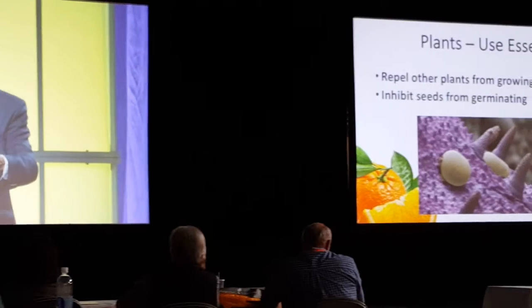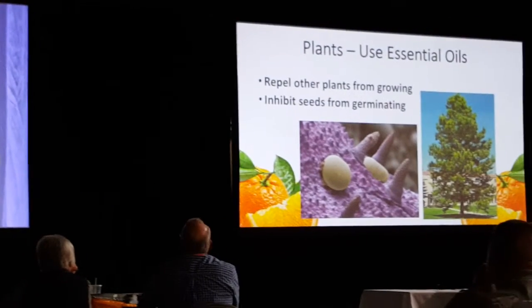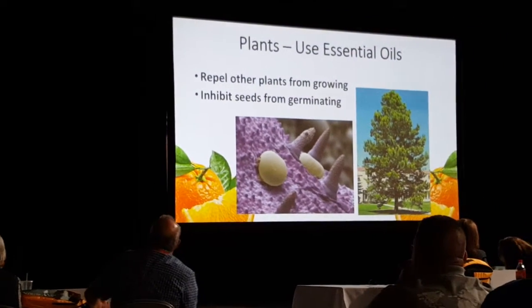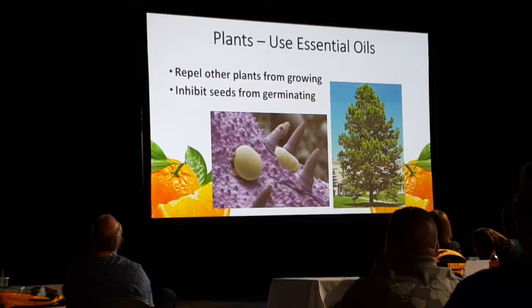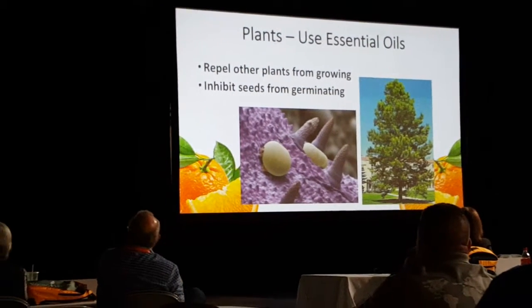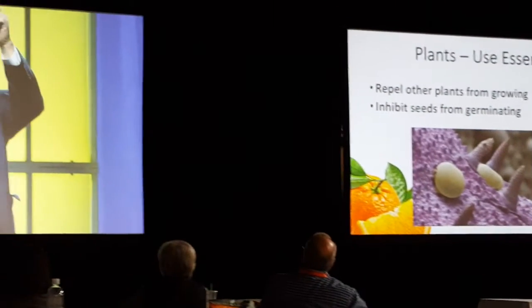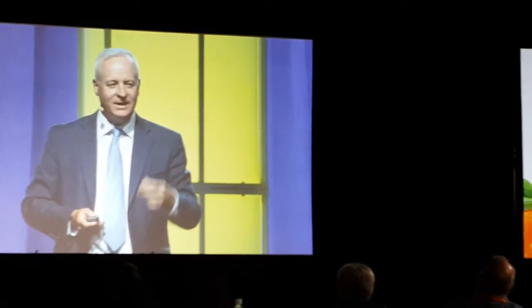You look at this pine tree. What grows underneath the pine tree? Anything? Nothing. And why is that? Because the essential oil in the pine needles, when they drop, keep the seeds from germinating. They stop any kind of seeds from germinating. So usually you only have pine needles and a little bit of grass. So that's one of the things that it does.